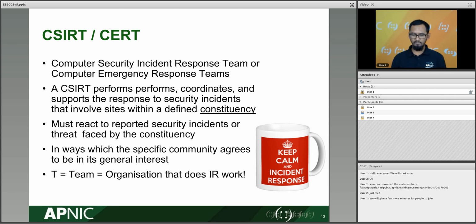A CERT must react to reported or detected security incidents faced by the constituency. So in a way, it's reactive, but as we will see later on, there are also other proactive components to this. Generally, in many organizations, this function is performed by a group of people, a team, so that's why you see the word team there. However, if you don't have a team, then we are also talking about a capability. There must be some policies and procedures in place to define how you will react to or deal with a computer security incident.